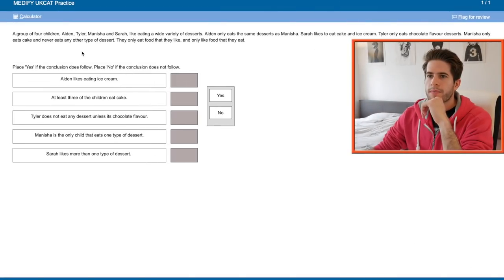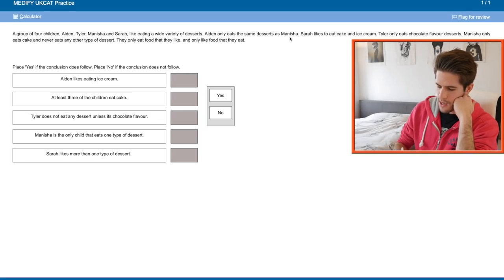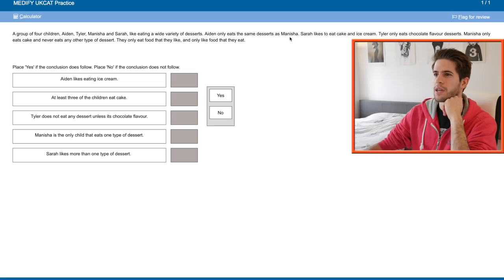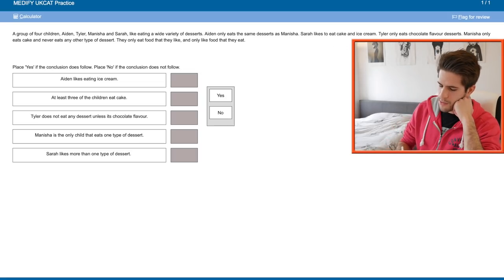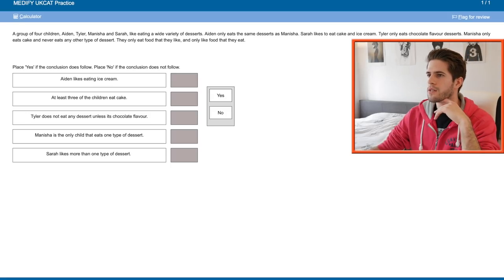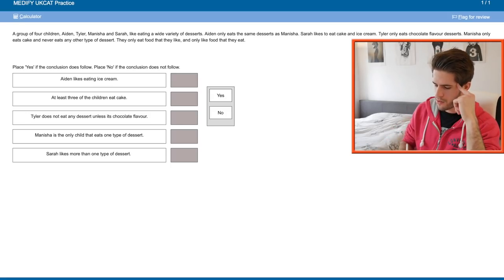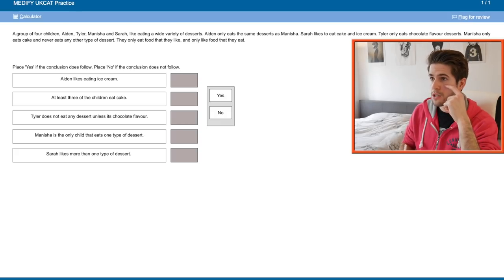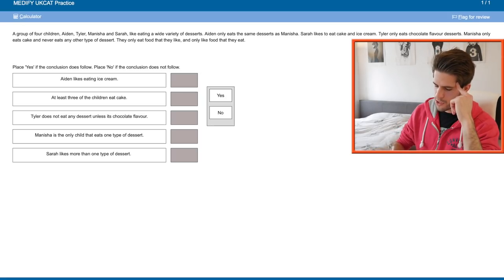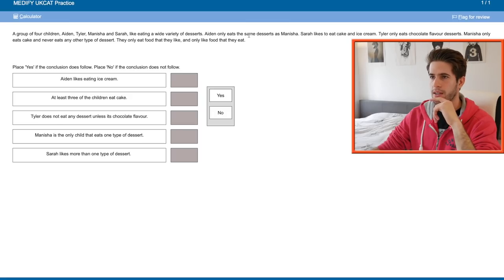A group of children, A, T, M, and S, like eating a wide variety of desserts. Aiden only eats the same desserts as Manisha, so I'm just going to write down A equals M, just to help myself keep track. Sarah likes to eat cake and ice cream, so S, arrow, C, S, arrow, I, C for cake and ice cream. Tyler only eats chocolate-flavored desserts. Tyler, chocolate, C-H. Manisha only eats cake and never eats any other type of dessert. Manisha only cake. And since Manisha and Aiden eat the same dessert, then Aiden only eats cake as well.